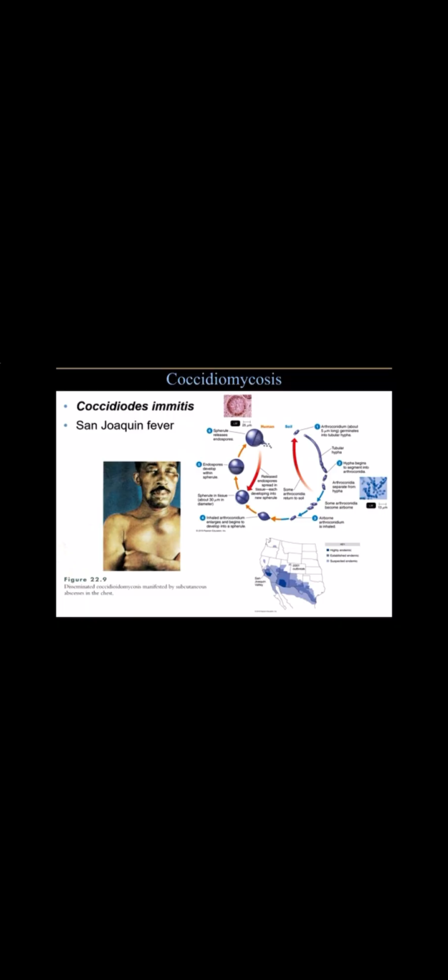But also it can be disseminated, like in this case, in the susceptible group. You can see it says manifested by subcutaneous abscesses in the chest. And then here's what these really look like beneath the skin. The body itself will form these sphere-like structures with thick walls, where inside you have all those fungal spores.